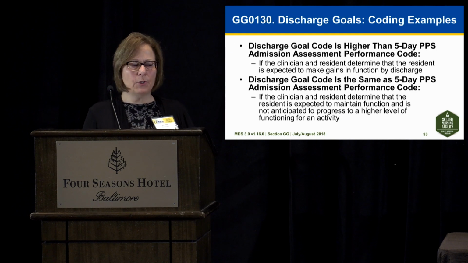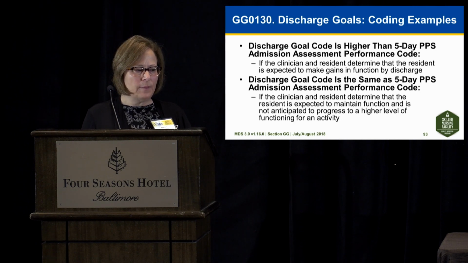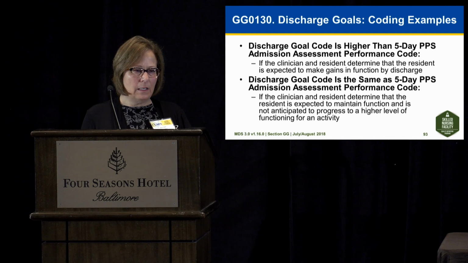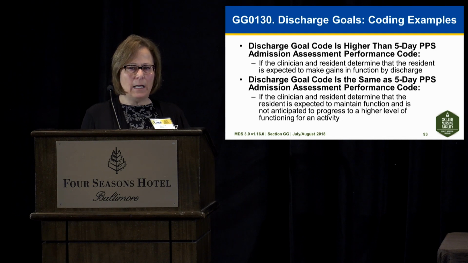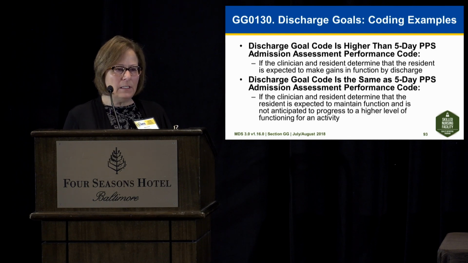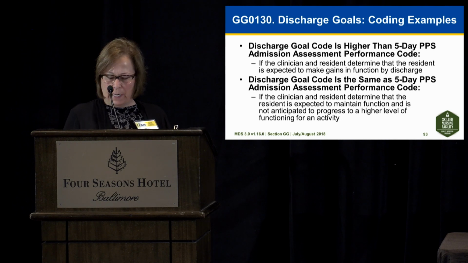When coding discharge goals, the discharge goal can be higher than the resident's self-performance on admission if the clinician determines that the resident is expected to make gains in function by discharge. The discharge goal can be the same as the admission performance on the 5-day PPS assessment if the clinician and the resident determine that the resident is expected to maintain and not anticipated to progress to a higher level of function for an activity.